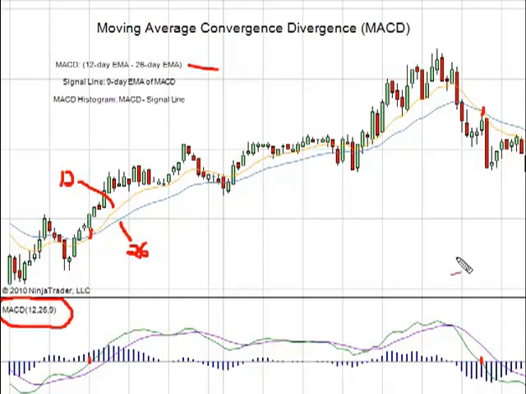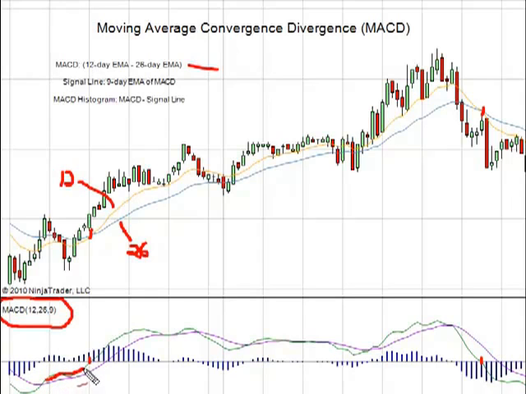Typically with the MACD, we are going long when the MACD goes above 0. We can also use the signal line as well. We'll talk about that right now. The signal line is basically the 9-day exponential moving average of the MACD. So you can see here that the MACD is crossing over the signal line here, indicating we might want to start looking at going long.